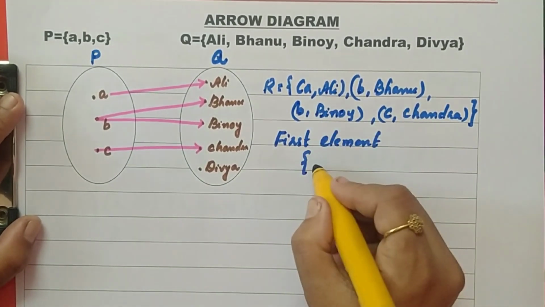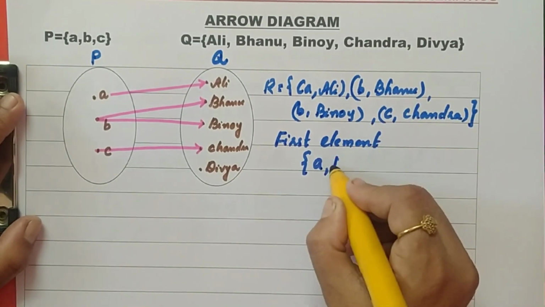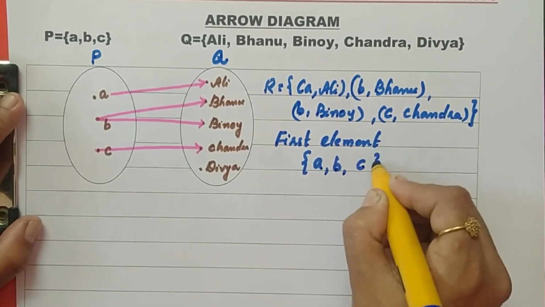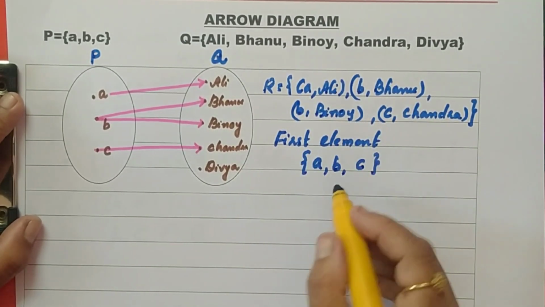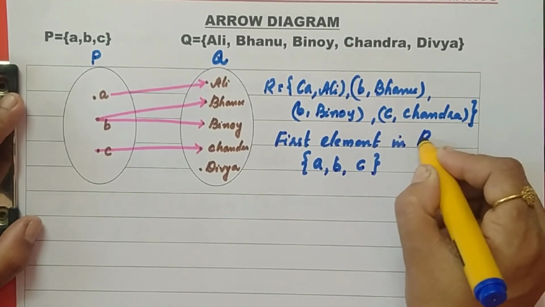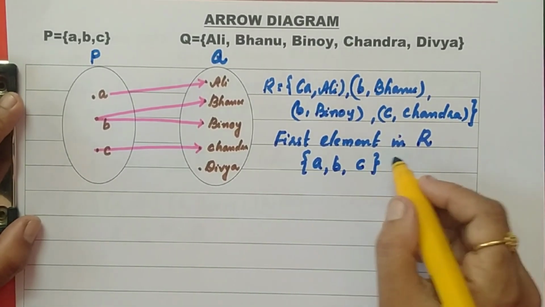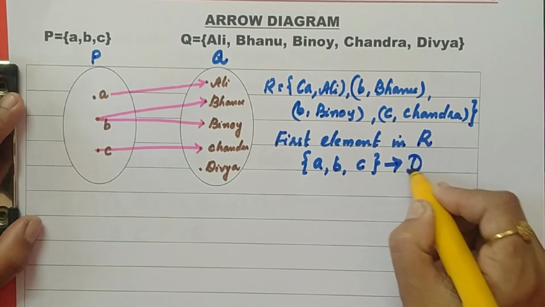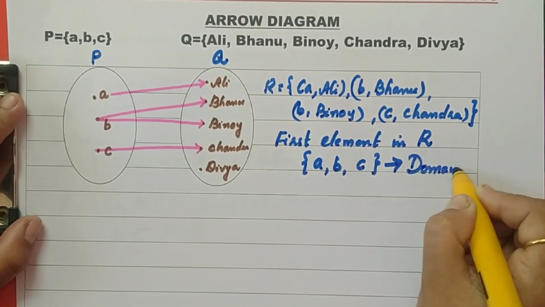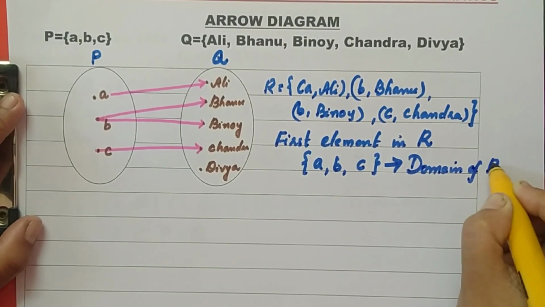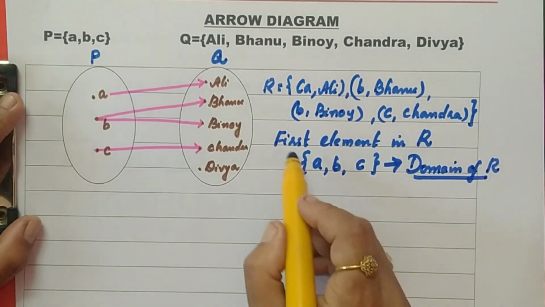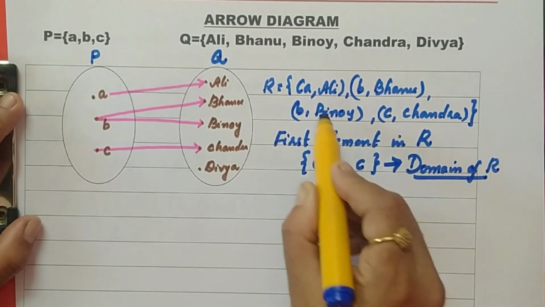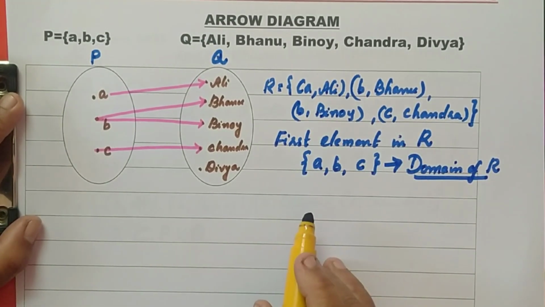Which are the first elements? A, B and C. These are the first elements in the above relation, the first elements in the relation R. This is called the domain of R. Domain of a relation, very important. The domain of a relation R is the collection of all first elements in the relation.